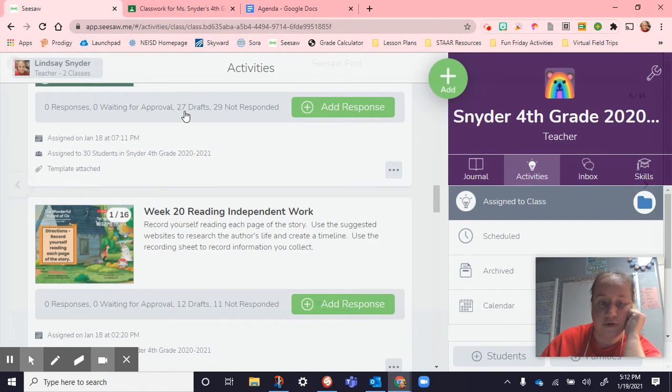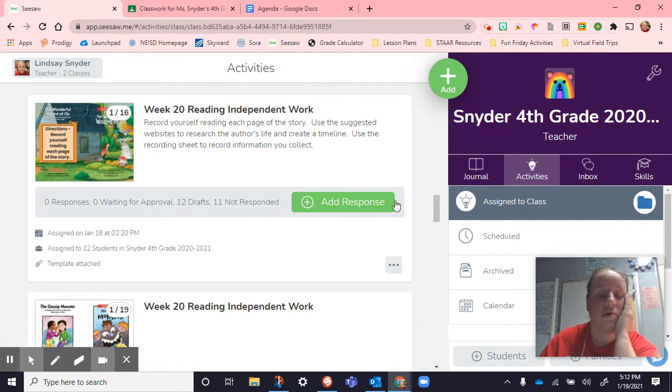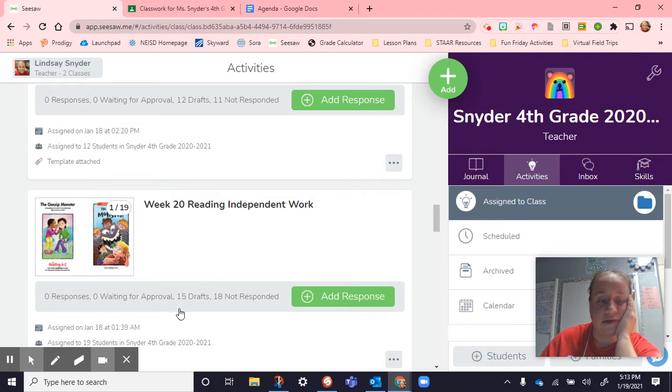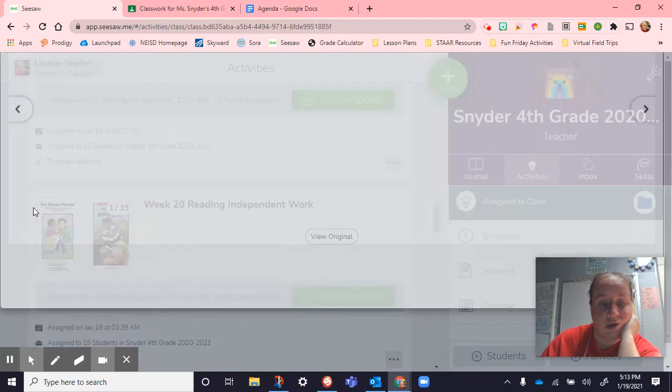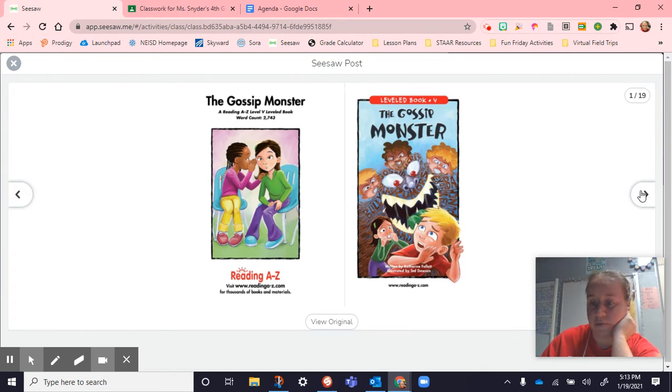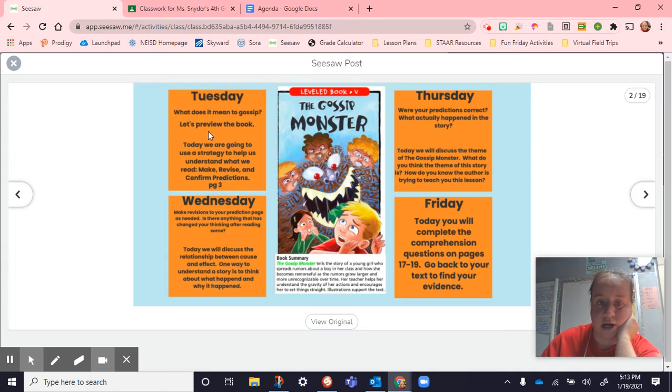Then my other groups, A and B, you guys are doing the Gossip Monster. And so today, for the Gossip Monster, we kind of did a book walkthrough where we previewed the book. We talked about what it means when we say gossip. Several had experiences where they've either heard it or they've been the victim of it or something. So we shared kind of what we know.